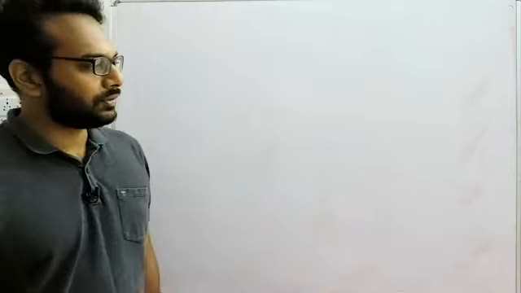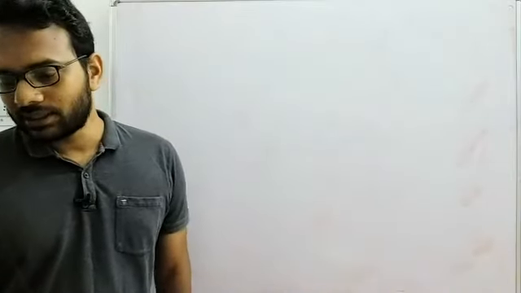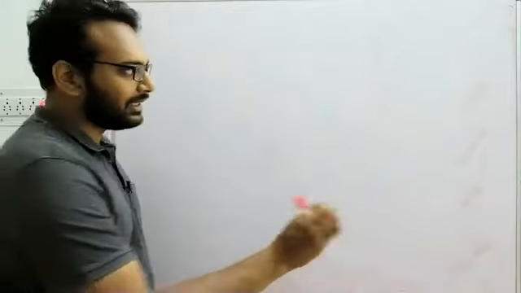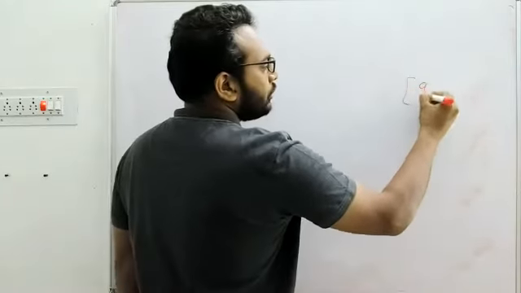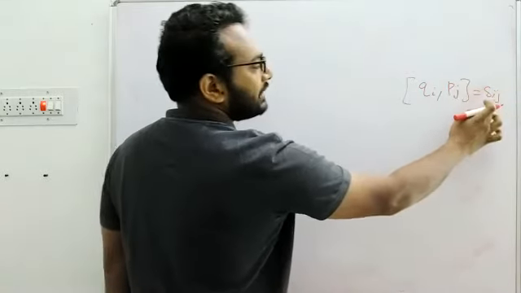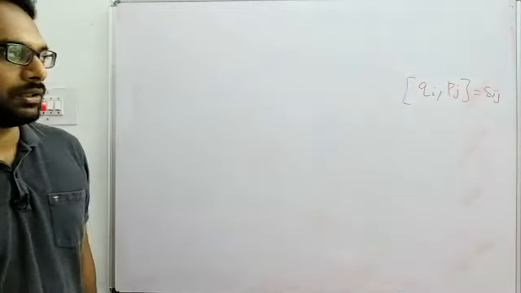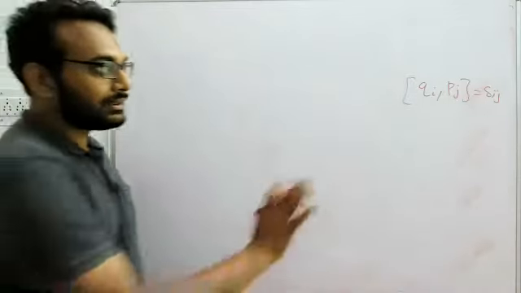So the rules obeyed by commutator and Poisson bracket are exactly the same, except for the fundamental thing, this is different. Qi with Pj is equal to delta ij. Delta ij means if i is equal to j, this is 1. If i is not equal to j, this is equal to 0. This is in classical mechanics.